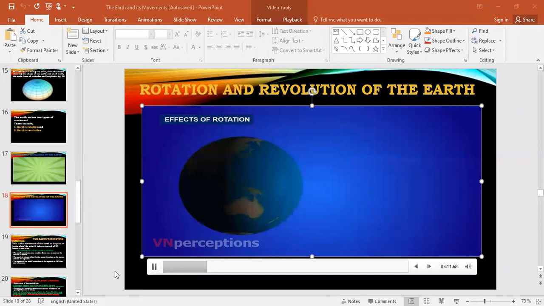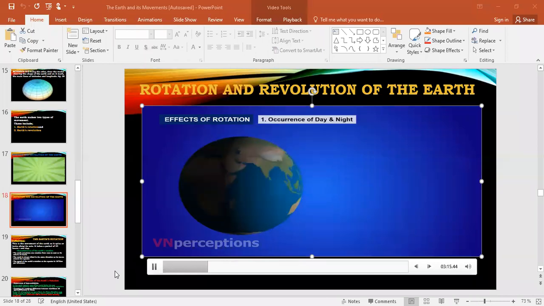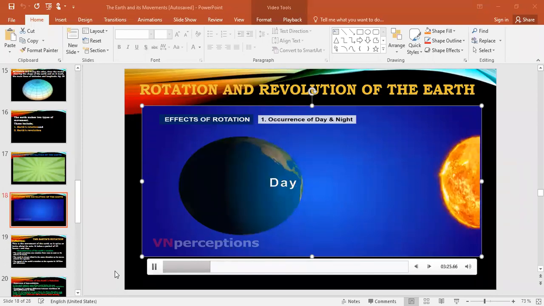Now let us learn the effects of rotation. The first and the important effect is that day and night are caused by the rotation of the earth on its axis. This is because a part of the earth faces the sun and it has day, and the other part which does not face the sun has night. And this happens with precision and progression and not suddenly. So I will say this happens accurately and gradually. It does not happen suddenly.